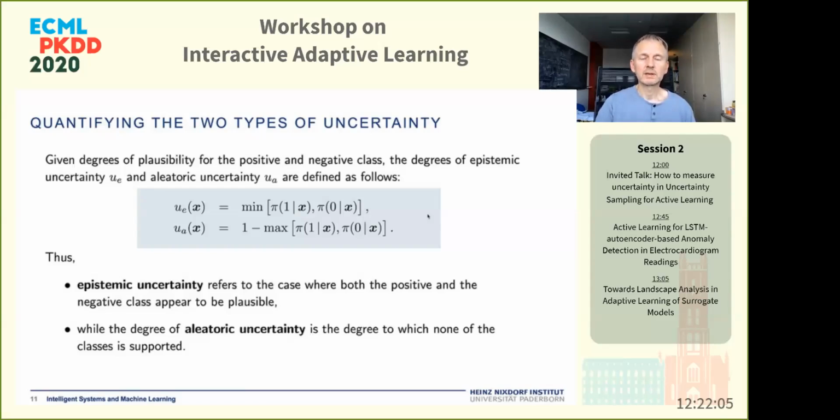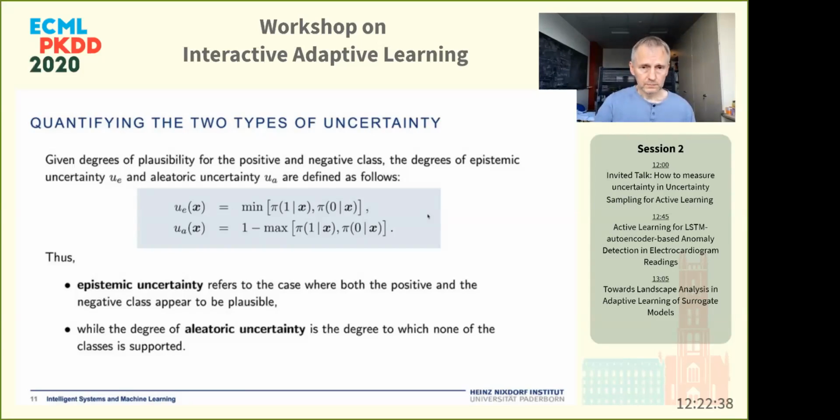Epistemic and aleatoric uncertainty. So what we assume here is that we have degrees of plausibility for the positive class, given our query instance X, and a plausibility for the negative class, given the query instance X. I will explain on the next slide how these degrees look. Then we define the amount of epistemic uncertainty by the minimum of the two, and the amount of aleatoric uncertainty by 1 minus the maximum of the two.